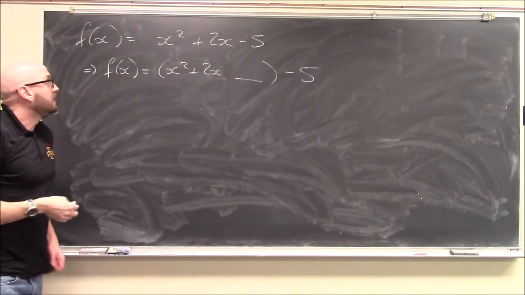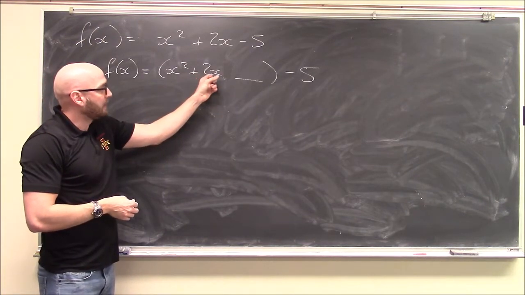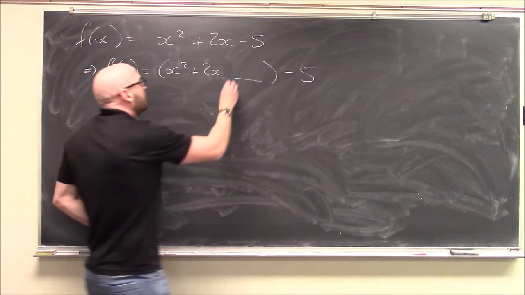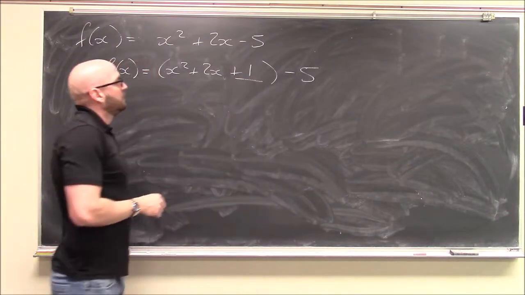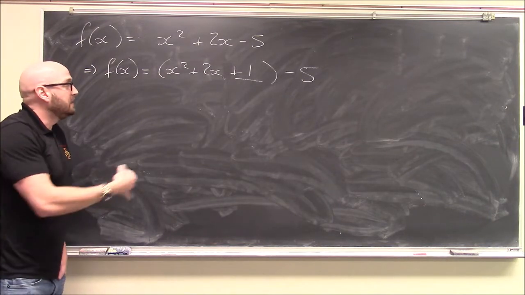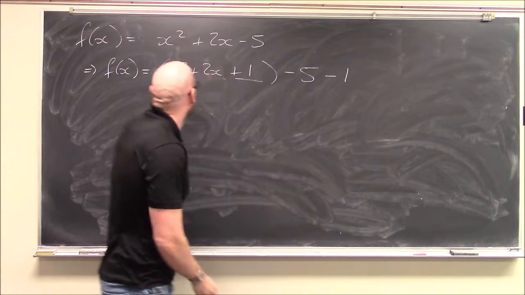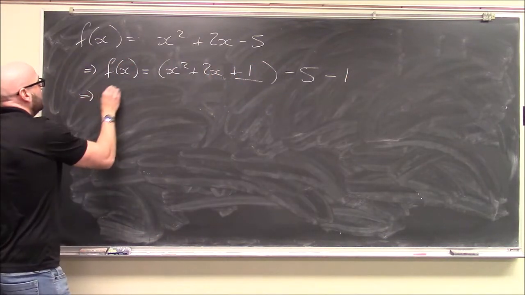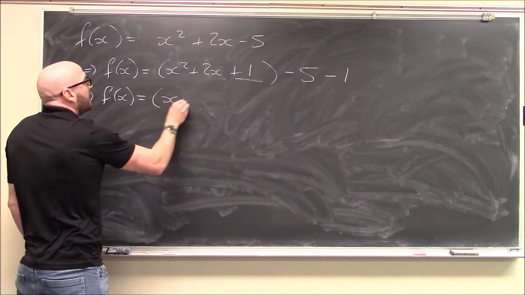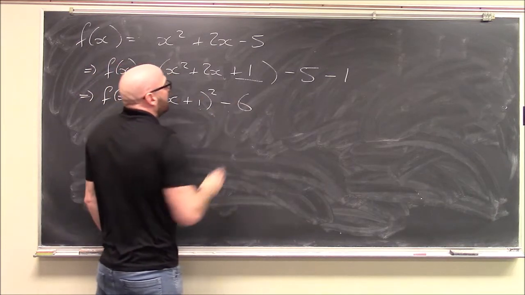What does this something need to be? Well, remember what we do. We go to the coefficient of x, so 2. We take half of that. Half of 2 is 1, and then we square that. 1 squared is 1. That's what I need to add right here, plus 1. Well, if I'm adding plus 1 to the equation, I need to subtract off 1 to balance it, so minus 1 on the end. And this is indeed a perfect square now. This is now (x plus 1) squared minus 6.